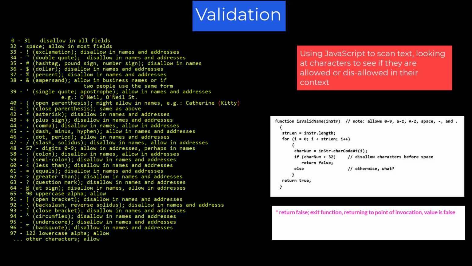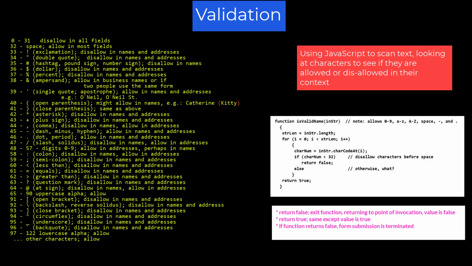Note that when a return false statement is encountered, control is passed back to the point where the function was invoked or called, and the result of the function is considered false. A return true statement returns control to the same point, and the result of the function is considered true.